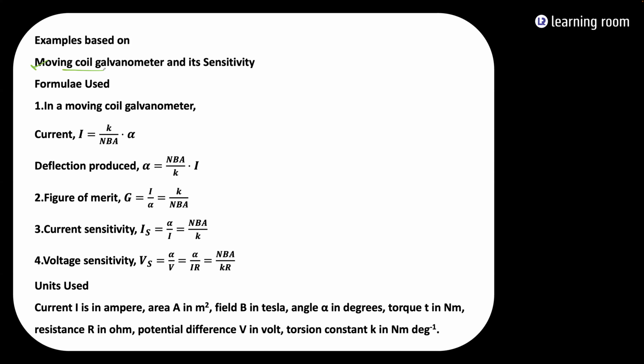Right. So in a moving coil galvanometer, let's forget about all these things. What is the only equation that is helping us to derive the other values? So NIBA is equal to K times alpha. So I will be equal to K alpha divided by NBA. Alpha will be equal to NBA divided by K into I. Right? So that's what these two equations are.